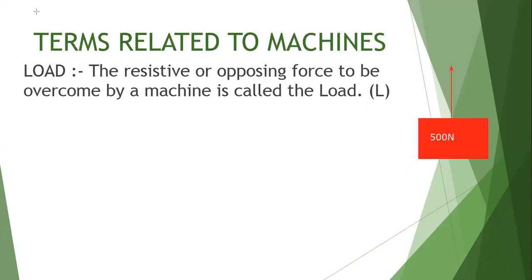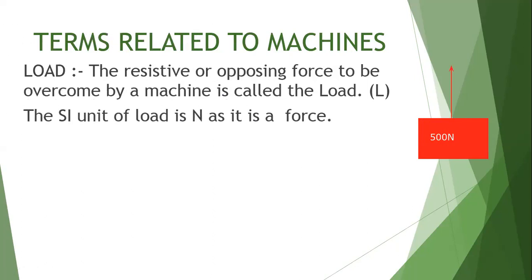So what is basically a load? A load is nothing but the force to be overcome by the machine. Okay, and now what is the symbol for it? The symbol we use is L, for load. Then what will be the SI unit of load? The SI unit of load will be Newton. Why? Because the definition itself says that it is the resistive or opposing force. Since it's a resistive or opposing force, definitely the unit will be Newton. Because what is the SI unit of force? Newton. So it's a force, and the unit of load is Newton.